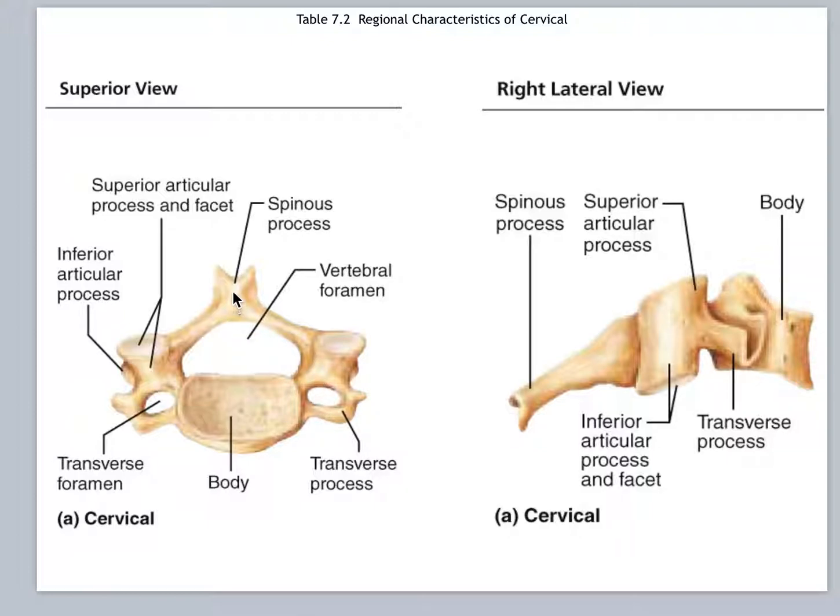The spinous process is bifid, or forked. That's only seen in the cervical. So if you see a vertebral body that has a forked spinous process, it's cervical. No question. If you see a vertebral body that has a hole in the transverse process, it's cervical. End of discussion. That's only seen in the cervical spine, not in the thoracic, not in the lumbar. So that's what you look for to know if you're in the cervical.